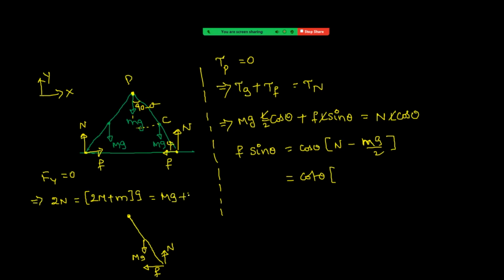It is mg plus mg by 2. mg minus mg by 2. Remaining mg by 2, right? So m plus m into g by 2. That is now the frictional force.